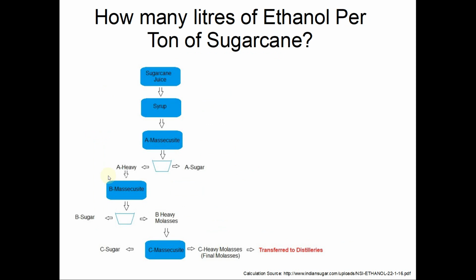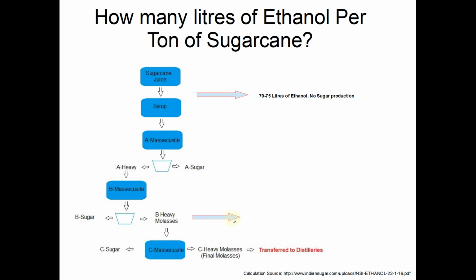How many liters of ethanol can be got from a ton of sugarcane and different molasses? From sugarcane juice, we can get about 70 to 75 liters. But again it depends on various varieties of sugarcane and different climatic regions, similar to how sugar recovery varies with each sugar mill.